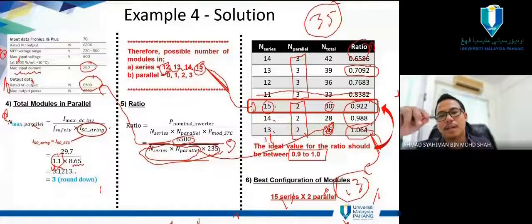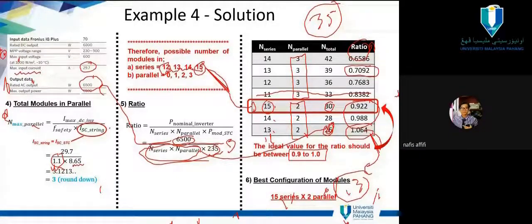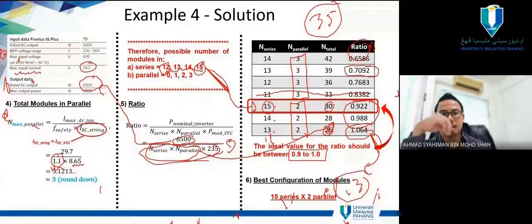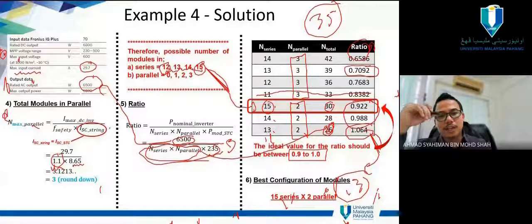Tapi kalau nilai dia besar maksudnya apa? 1.3 tu. Maksudnya untung lah, sir. Untung? Apa yang untung? Tak, between 0.9 to 1 tu ideal, tu terbaik. Maksudnya inverter tu kita just nice lah, kita pilih just nice. Kalau nilai dia besar, maksudnya inverter yang kita pilih tu terlalu besar. Bila guna inverter terlalu besar tu, cost dia lebih tinggi. So dia jadi agak loss kat situ. Dia oversizing lah.